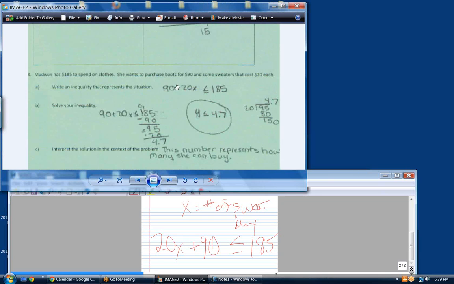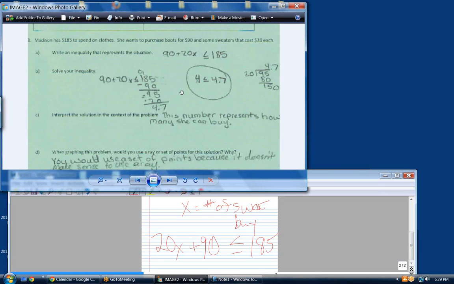So here's the inequality, which you wrote fine. Looks like you solved it just fine, X equal to 4.7. And since we're dealing with this last question they ask you here, when graphing the problem, would you use a ray or a set of points? Well, you would use a set of points because it doesn't make sense to use a ray in this type of problem. A ray is used when you have the entire number line.